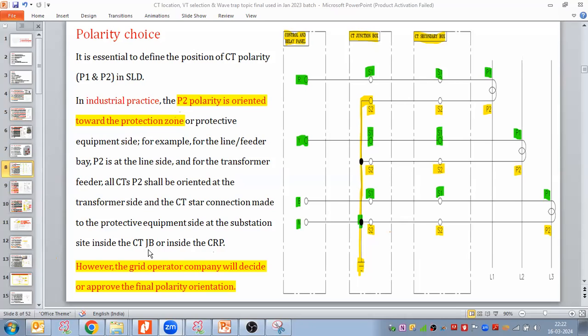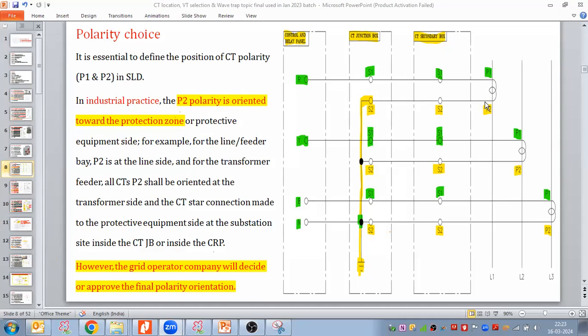Current transformer junction boxes are inside the control and relay panel. So I took here a star formation. I think we have discussed this topic earlier as well. I hope this circuit we already discussed, so it is clear, but just a small recap. So L1, L2, L3: R phase, Y phase, and B phase. CT here, P1, P2, P1, P2, and P1, P2. P2 is towards the protective equipment side.